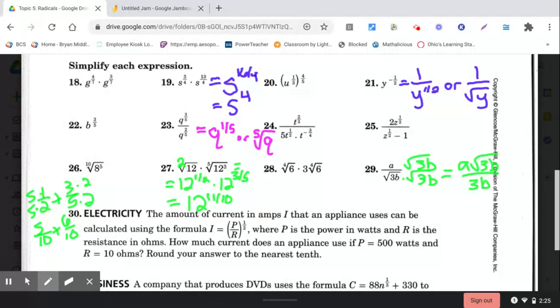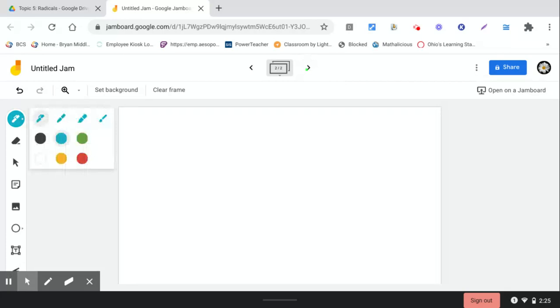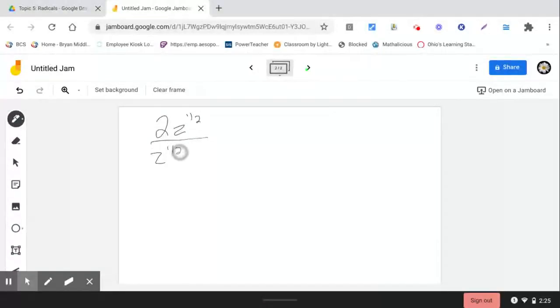All right, number 25. I need more space than what's on here, so I'm going to rewrite this problem over here so I get more space. Hang on. Okay. So the problem is 2z to the 1/2 over z to the 1/2 minus 1. So let's see. I'm going to rewrite that as square roots. So this is 2 square root of z over the square root of z minus 1.